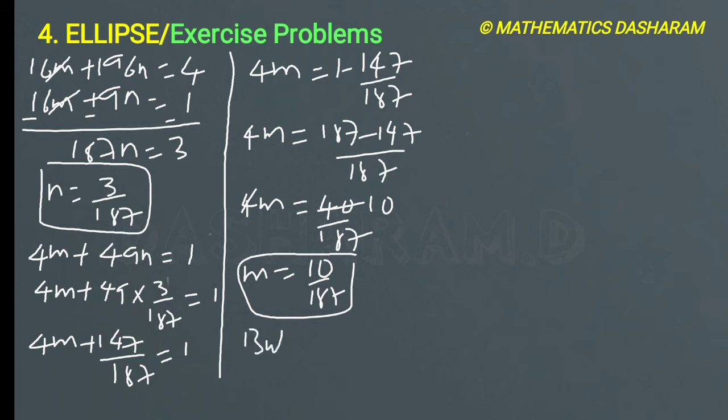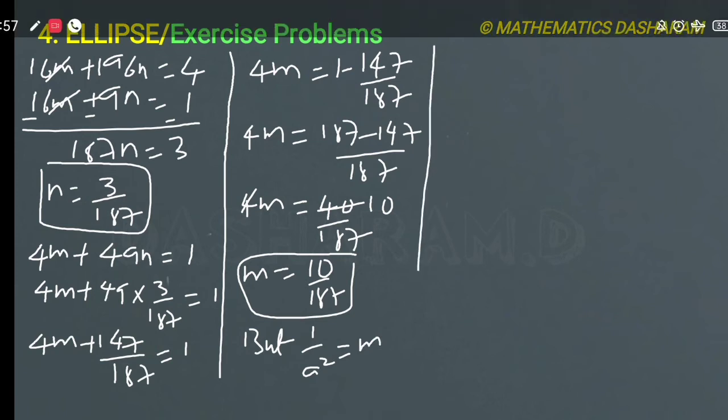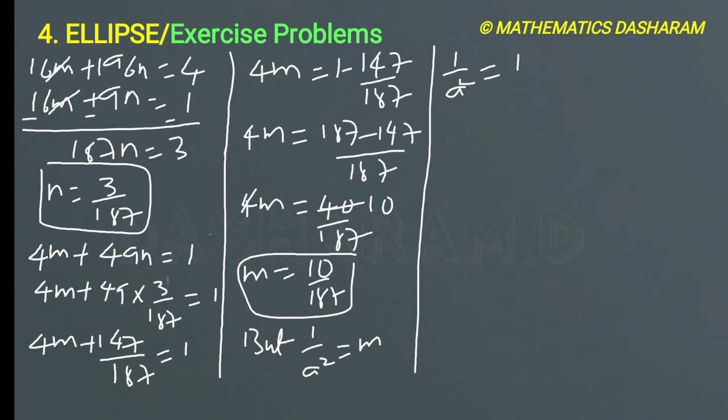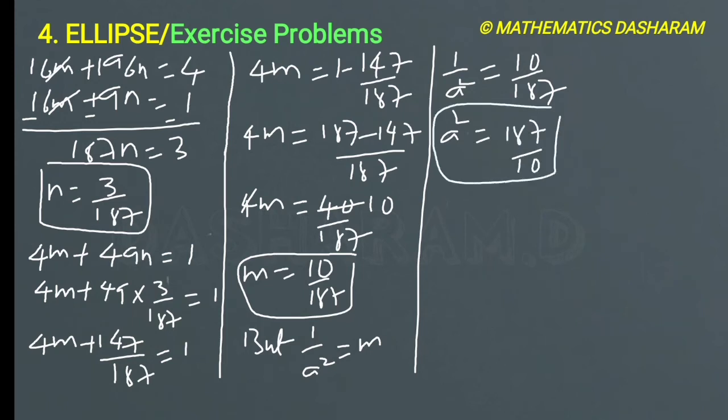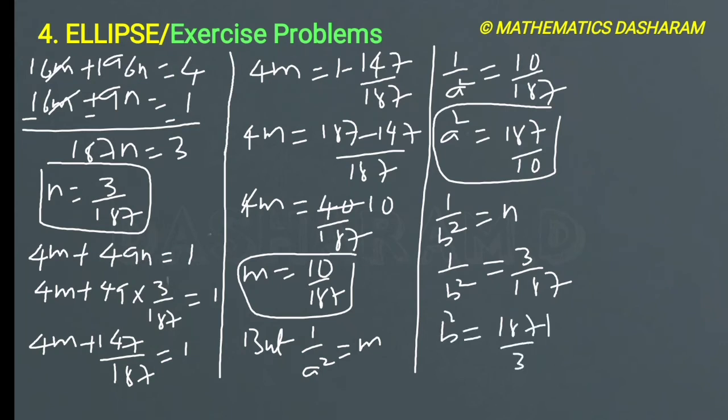But at the beginning we selected that 1 by a square equals to m. So then 1 by a square equals to m value 10 divided by 187. Then a square equals to 187 divided by 10. Next, similarly, we selected that 1 by b square equals to n. So 1 by b square equals to n value 3 divided by 187. So then b square equals to 187 divided by 3.